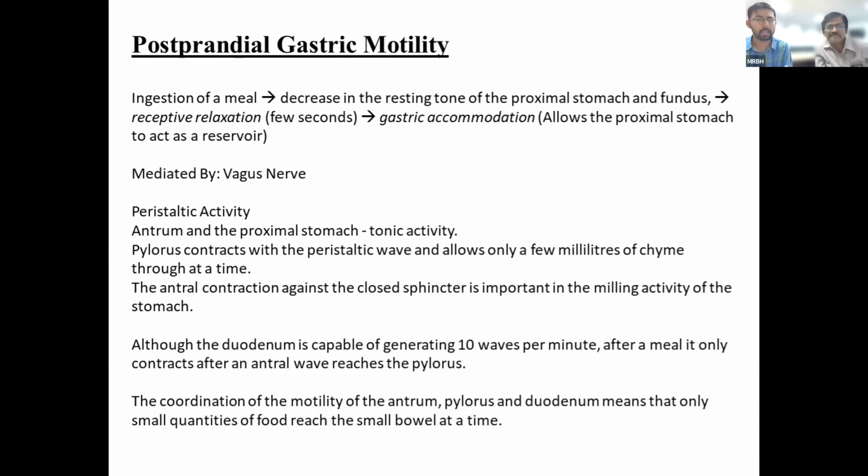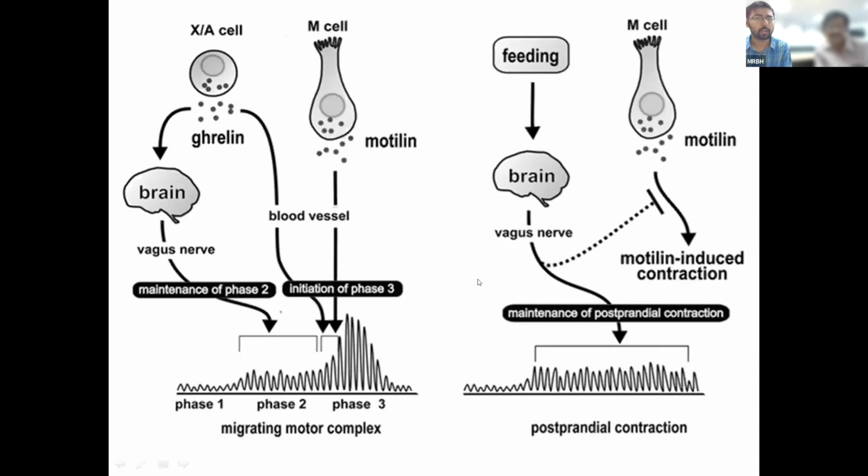against this pylorus, and this causes the breaking down of the food, and the pylorus allows only a few millimeters of chyme through it into the proximal duodenum. And although the duodenum itself is capable of generating up to 10 waves per minute, after a meal it only contracts after an antral wave reaches the pylorus.